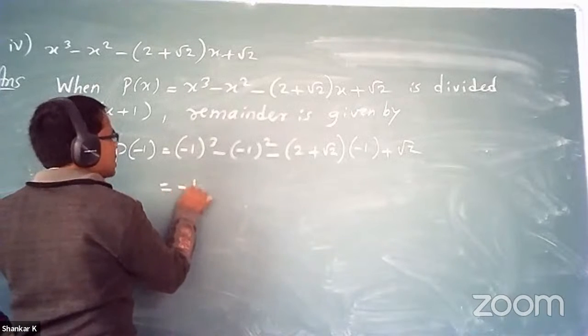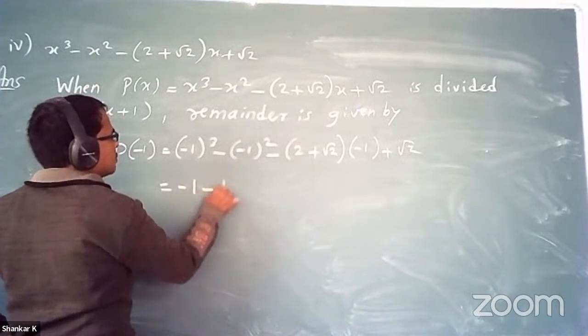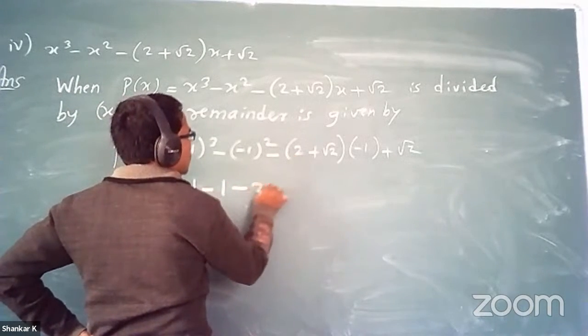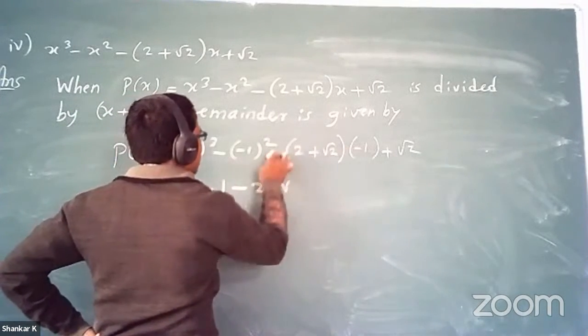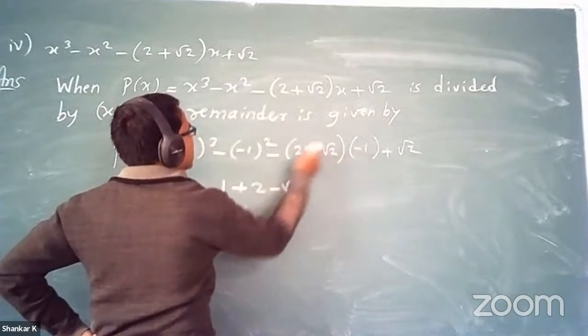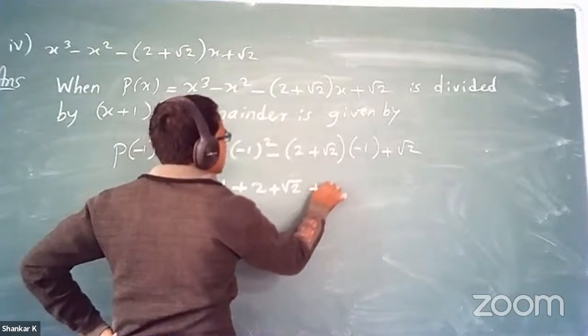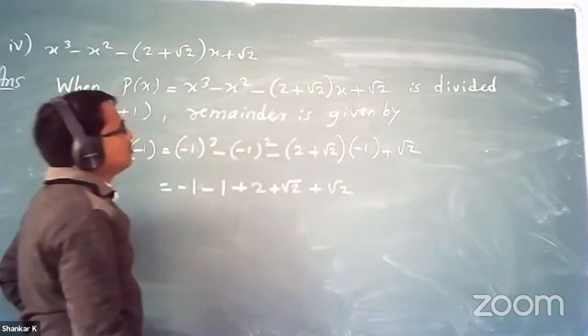Minus 1 cube is minus 1, minus 1 square is minus 1, then minus 2, minus, minus, plus 1, minus, minus, plus 2 plus root 2 plus root 2.